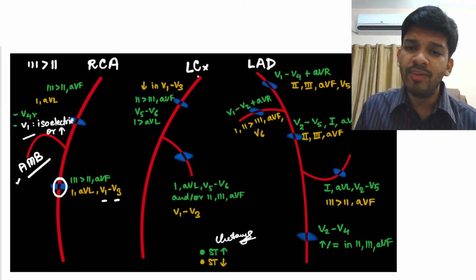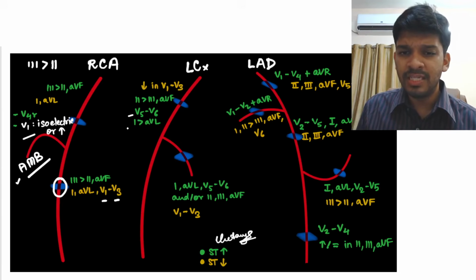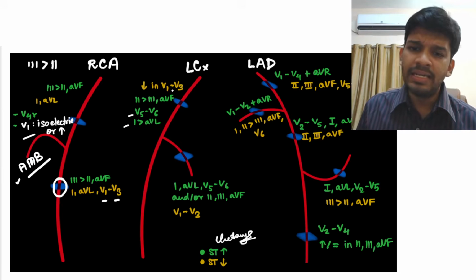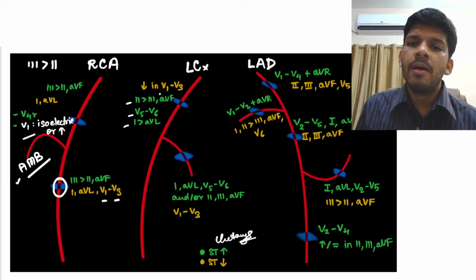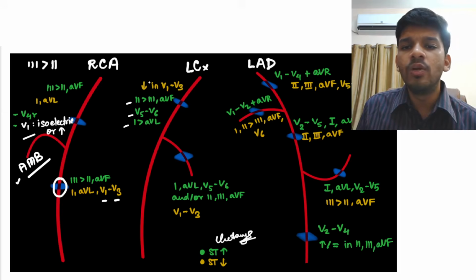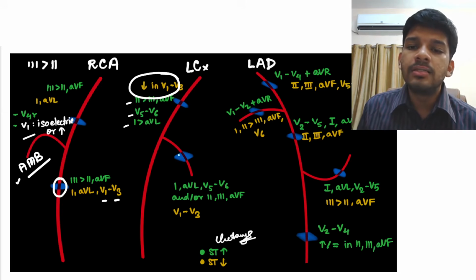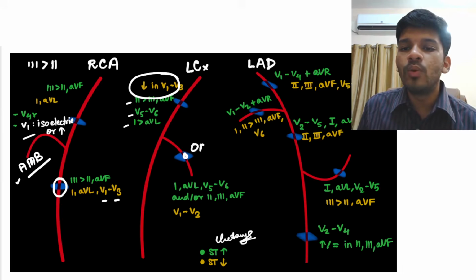If it is a left circumflex artery occlusion, you get ST elevations in V5, V6, 1 more than aVL, and inferior, you also get 2, 3, aVF. It is a proximal occlusion. Because of the involvement of the posterior wall, you get ST depressions in V1 to V3. Subtle part is an obtuse marginal occlusion where you get minimal ST elevations in 1, aVL, V5, V6, sometimes even 2 and aVF, with ST depressions in V1 to V3.